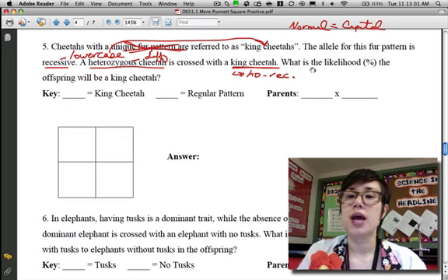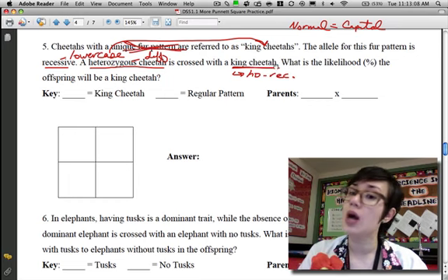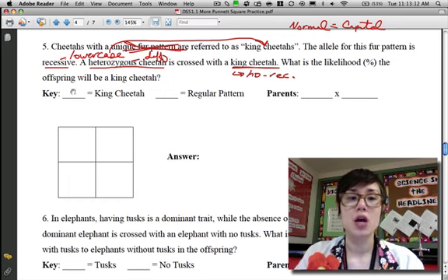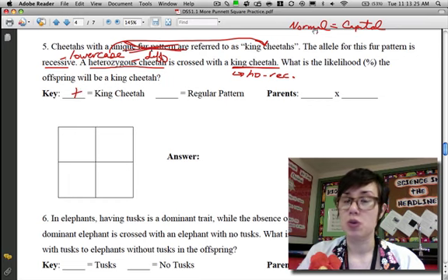Then the question goes on to ask, what is the likelihood or the percentage that the offspring will be king cheetahs? Before we answer that question, we have to fill in our key number 1 and then fill in our parents and then put that information into our Punnett square. So, king cheetahs. According to our question, king cheetahs are lowercase because they're recessive. So I'm going to use a T in this case. I'm going to put a lowercase t for my king cheetah, which means that my normal pattern is going to be capital because it's dominant. So I'm going to use a capital T.